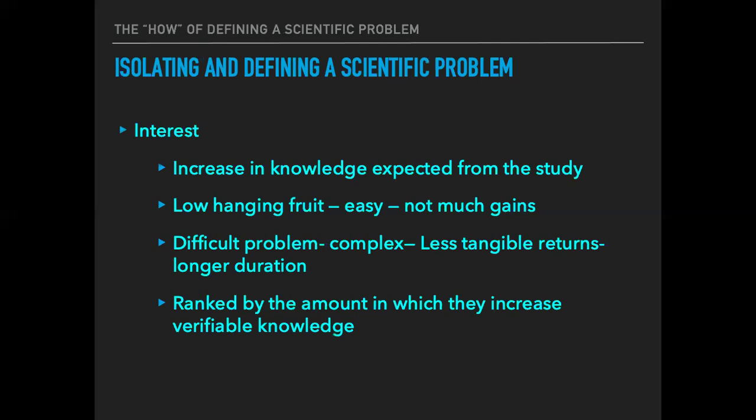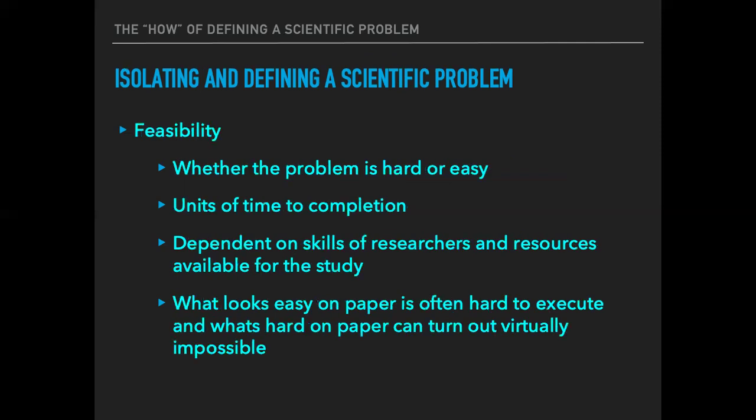So isolating and defining a scientific problem is the crux of the whole research question. There has to be interest attached to it, and an increase in knowledge expected from the study. If it's a very easy answer, it doesn't come into a research problem. And if it's a very complex one, you might not find an answer at all. So ranked by the amount in which they increase verifiable knowledge, the research question should have some amount of interest attached to it. The feasibility is a very, very important thing which all the postgraduate students have to very extensively look at, given their guides, whether the problem is hard or easy to solve.